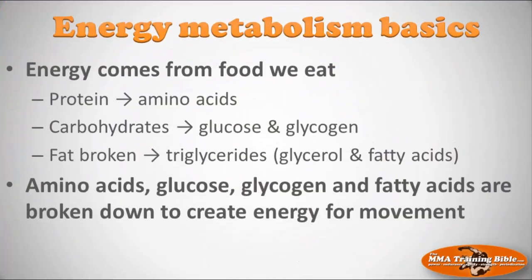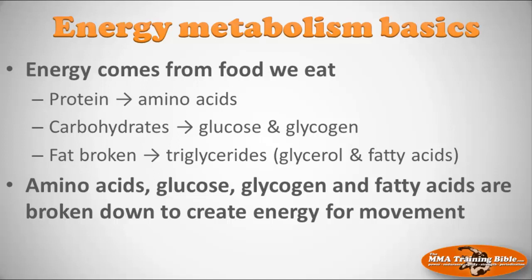The basics of energy metabolism. Energy comes from the food that we eat. When you eat a meal, it's probably going to contain protein, carbohydrates, and fat. The protein is going to get broken down into amino acids. The carbohydrates are going to get broken down into glucose, and that can be stored as glycogen in the liver and then in the muscle as well. And the fat is going to be broken down into what are called triglycerides, which have a glycerol head in this molecule and a couple of fatty acid chains.